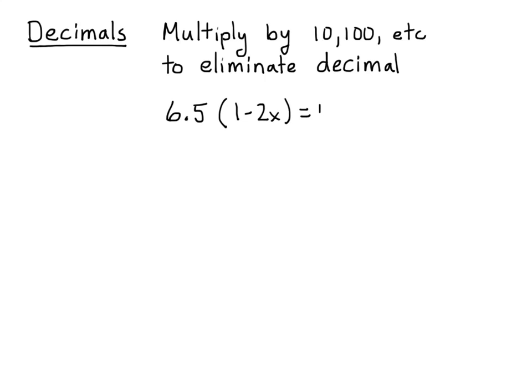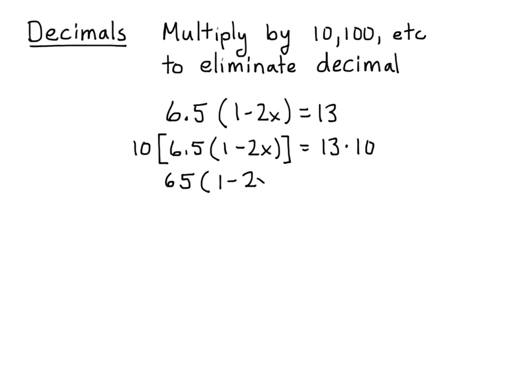So let's say we have this equation here where we have 6.5 times 1 minus 2x equals 13. So you notice we have the 0.5, so we multiply both sides by 10. And then when we simplify that, we get 65 times 1 minus 2x equals 130. And be careful not to overwork this. We have two factors that we're multiplying 10 by, so we only multiply one of them. It's not a case where we're going to distribute something.